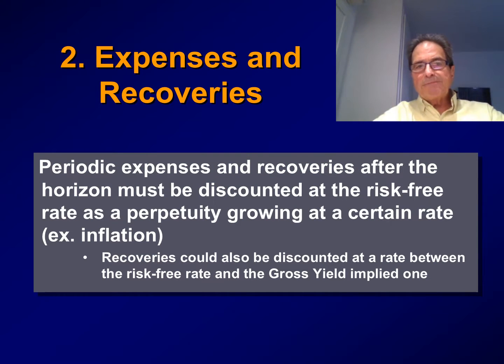The second component, expenses and recoveries, is basically periodic expenses and recoveries after the horizon that will grow at a certain rate, again, usually inflation, and we discount at the risk-free rate. Here we are including recoveries together with periodic expenses. But remember that in a previous video we said that possibly recoveries could be discounted at a rate which is not the risk-free rate, but a rate that is somewhere between the risk-free rate and the gross yield implied rate. In this case, for the sake of simplicity, we are going to put them together and discount them at the risk-free rate.